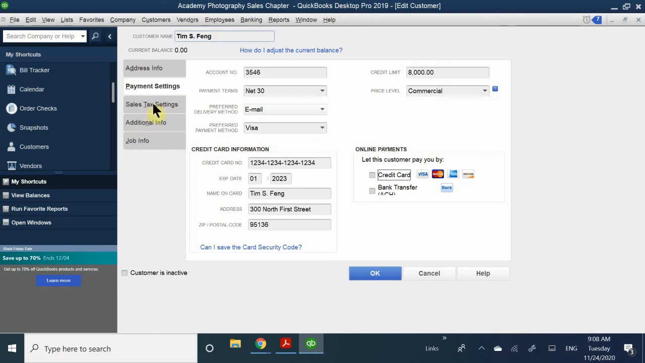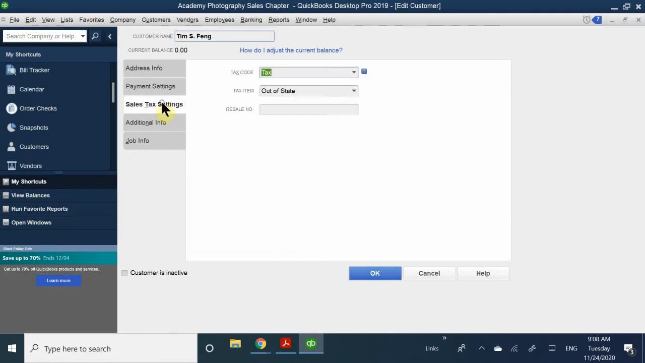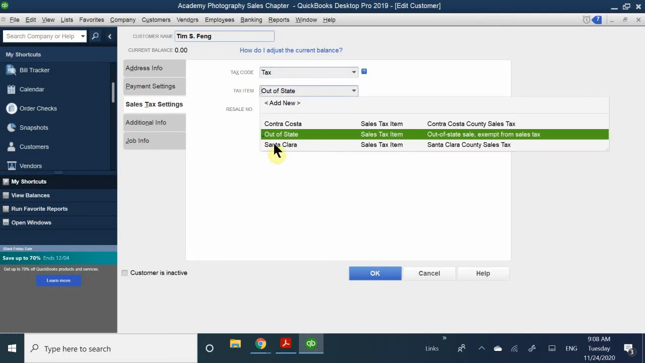Right. So now the next one is going to be sales tax and services. So of course, all things are going to be at the tax level. Out of state, I don't believe so. What is he? Santa Clara?